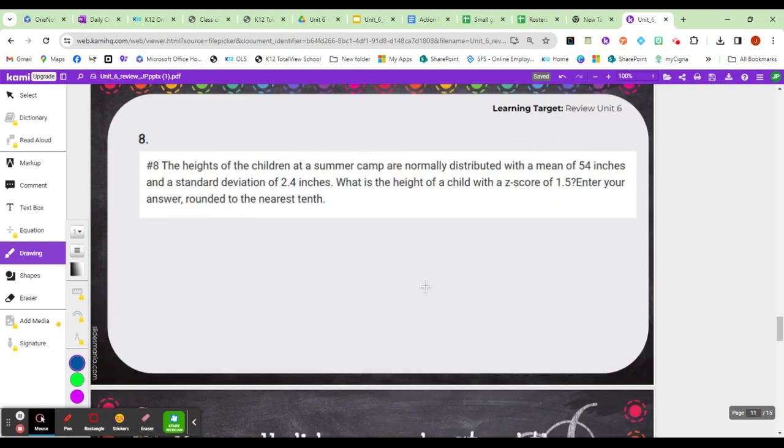Number 8, the heights of the children in a summer camp are normally distributed with a mean of 54, a standard deviation of 2.4. What is the height of a child with a z-score? So this time we know the z-score is 1.5. So we're looking for the raw score. We're looking for the raw score here. So we're going to use the same formula, except we're going to be looking for x. It does say enter your answer round to the nearest tenth.